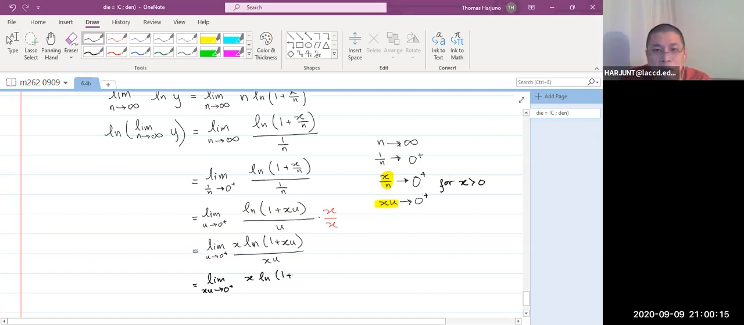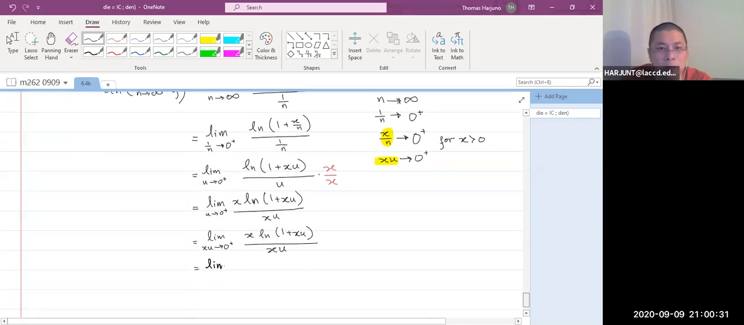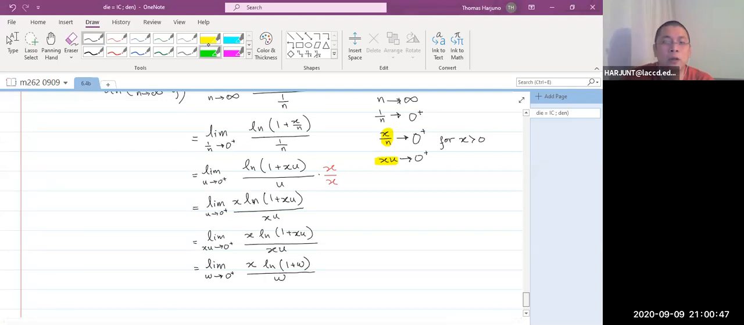Notice how I play with my limit. That's why your limit is important. You have to write it down. Let me call that xu, let me call that w now. The limit of x ln of 1 plus w over w. I pull the x up first so that you can see it better. This is x times the limit as w goes to 0 positive.